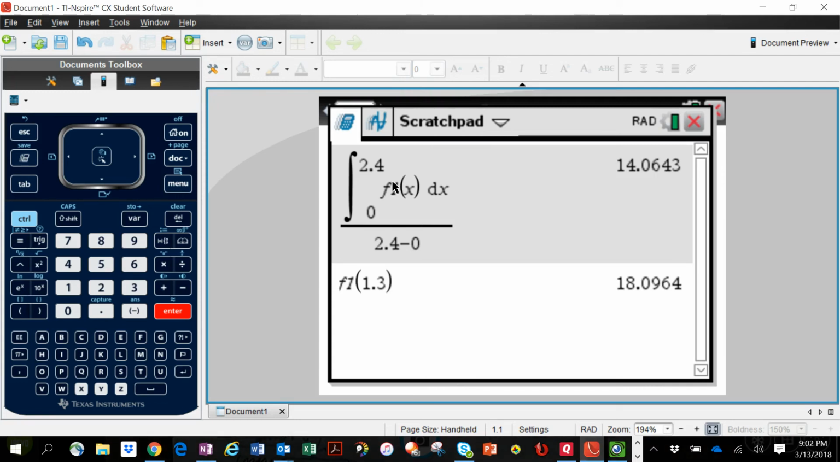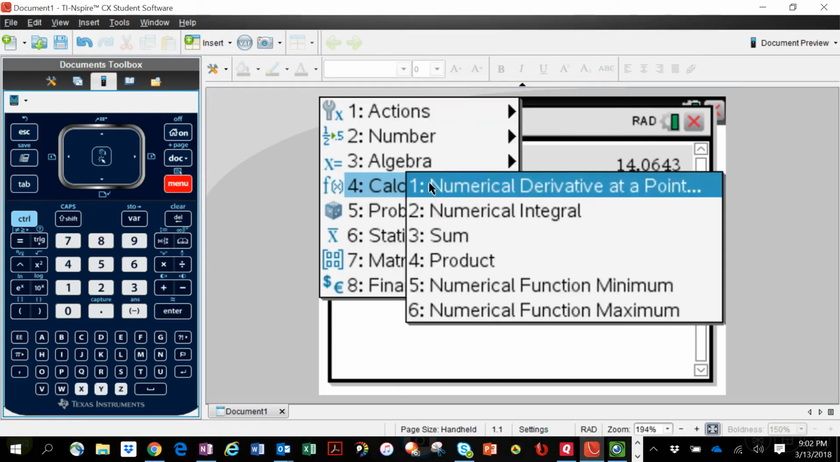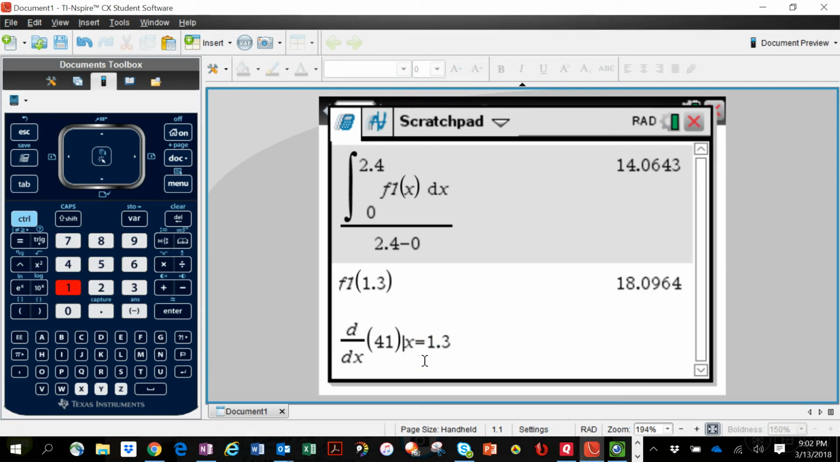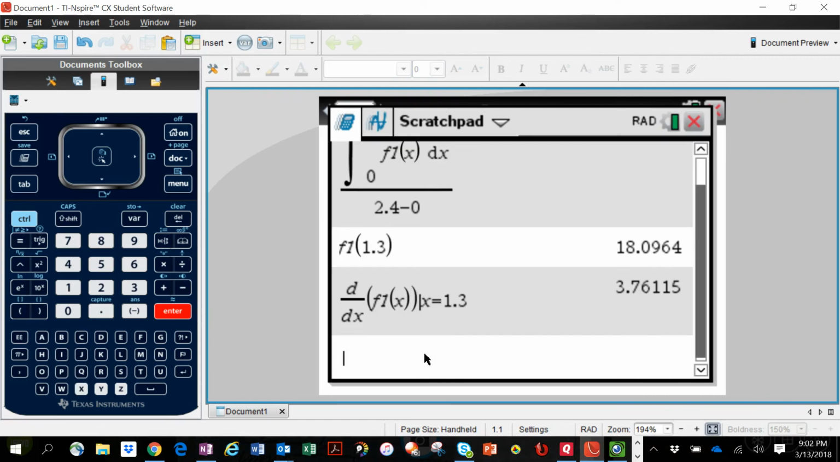Well, remember how you find acceleration is to find the derivative of the velocity. So we're going to go to menu, calculus, numerical derivative. We're going to find the derivative with respect to x at 1.3. And we're finding the derivative of the velocity, which is f1. And we get 3.761. So my velocity is approximately 18.096. My acceleration is approximately 3.761.